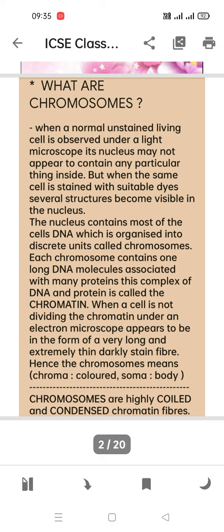Okay, they are the condensed form of chromatin fiber. Now, what is this chromatin fiber? That we'll see right now.